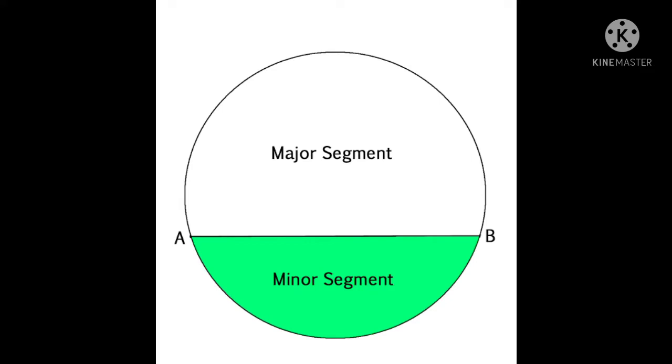So this is the image of segment. There are mainly two types of segment, the major segment and the minor segment. The green part which you can see on the circle is the minor segment, and the white part is the major segment. If we locate the midpoint of the circle, then it lies on the major segment. So let me explain this properly. Let us start with segment.